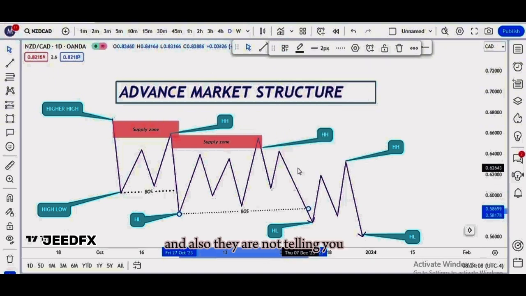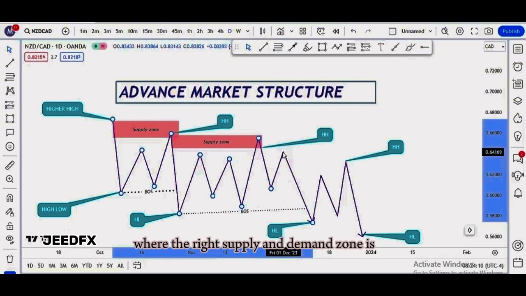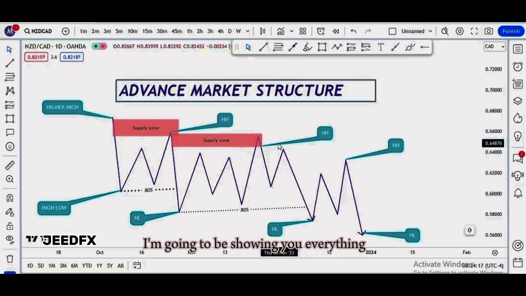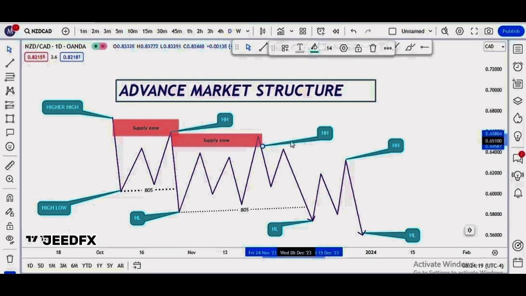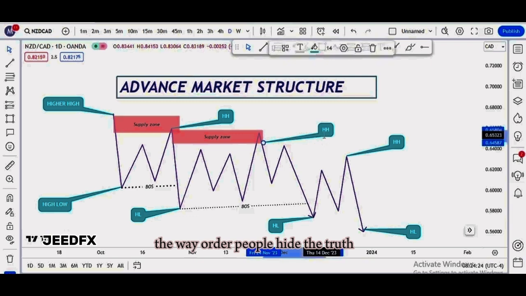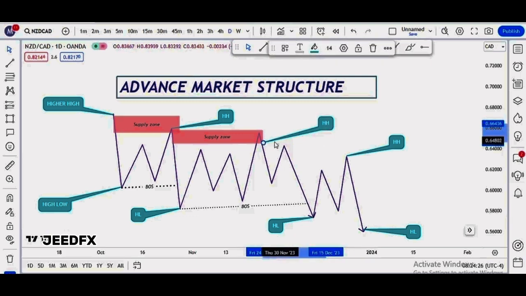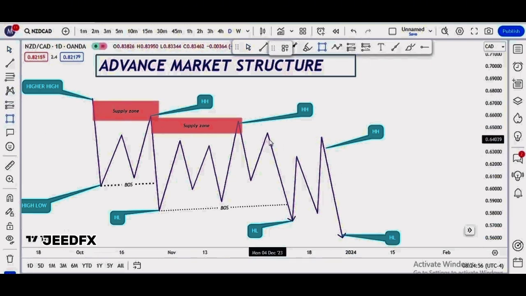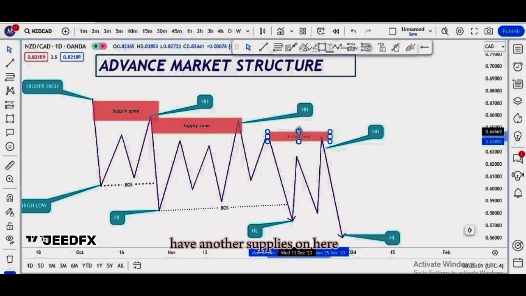Also, they are not telling you where the right supply and demand zone is. In this video I'm going to be showing you everything. I'm not going to be hiding it away from you the way other people hide the truth. It's just for you to pay attention. We have another supply zone here.